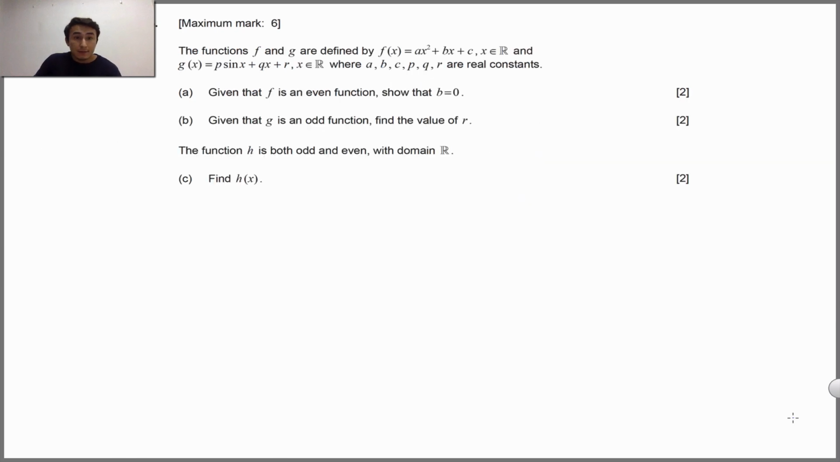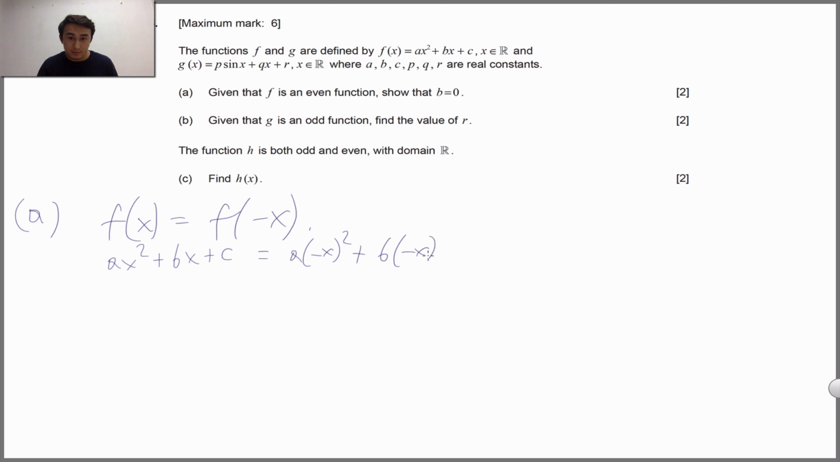The functions f and g are defined like this, and for part A, what we have to do is, given that f is an even function, show that b is equal to 0. Now, the definition of an even function is f of x is equal to f of negative x. This is what we call an even function. They're saying f is an even function. So what's f(x)? ax squared plus bx plus c is equal to, what's f of negative x? a(negative x) squared plus b(negative x) plus c.